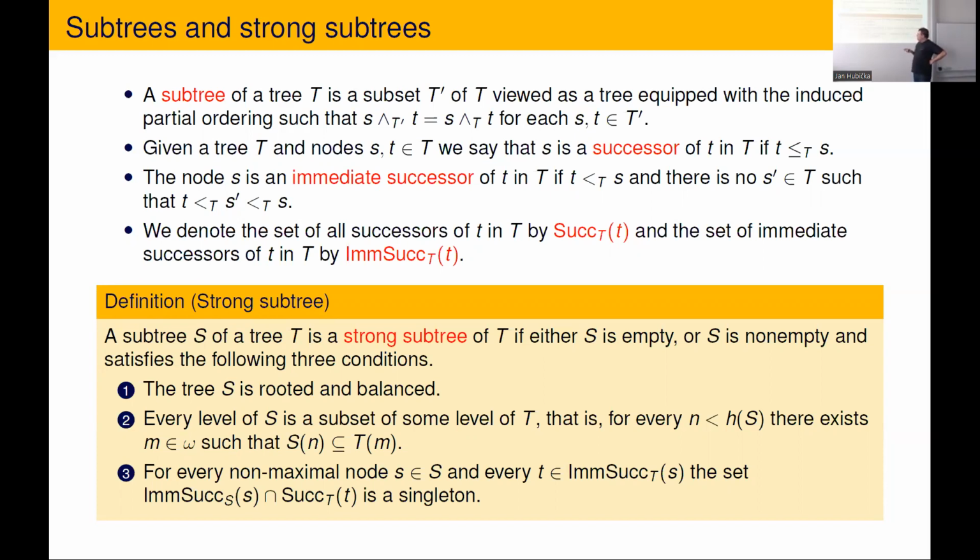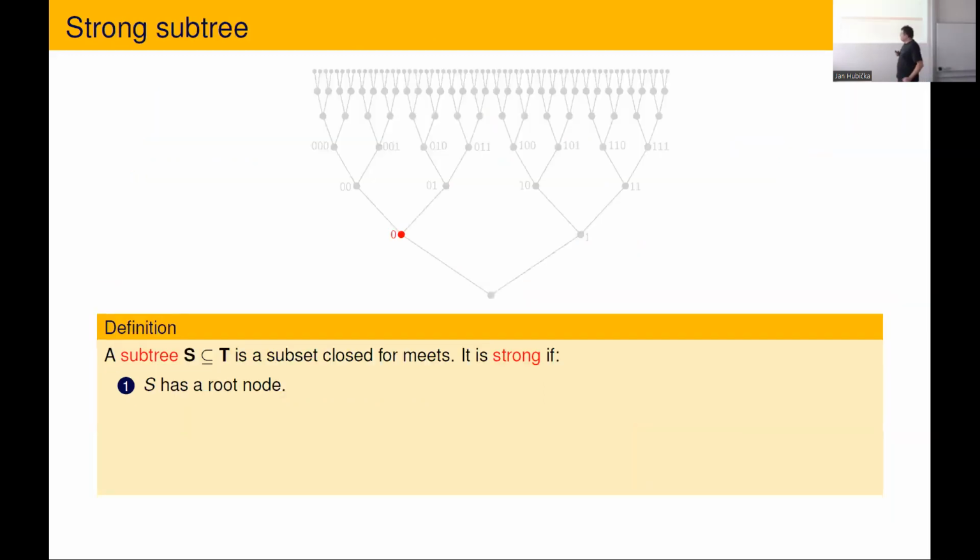The other condition is that every level of S is a subset of a level of T. So it has to somehow sit inside level by level. And the last condition is that if you have a node of S which is not maximal, and you look at its immediate successors in T, then every immediate successor has a successor inside of S. So I will make a picture so you can process this definition.